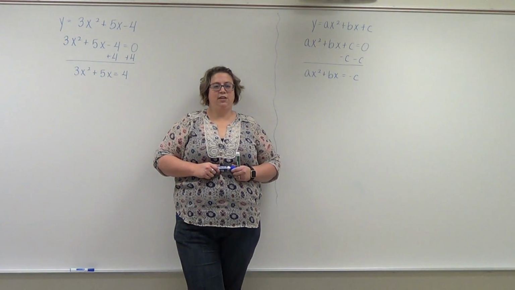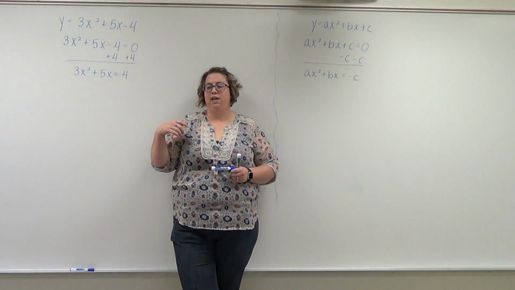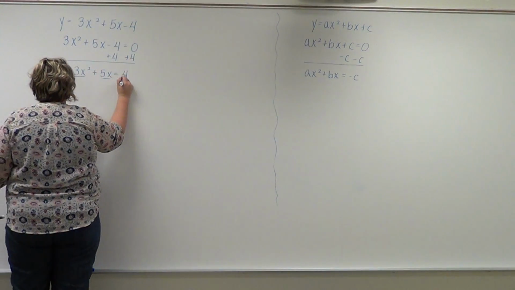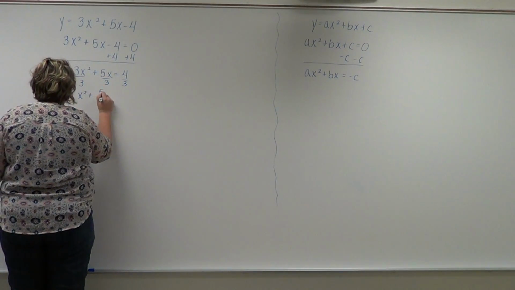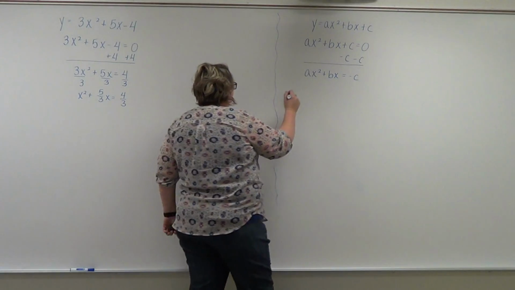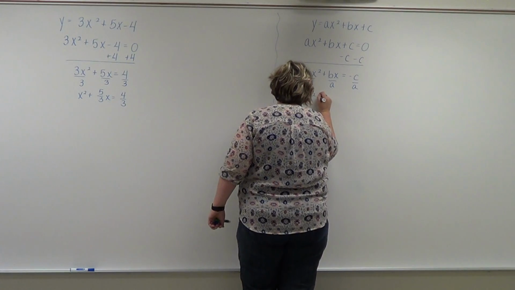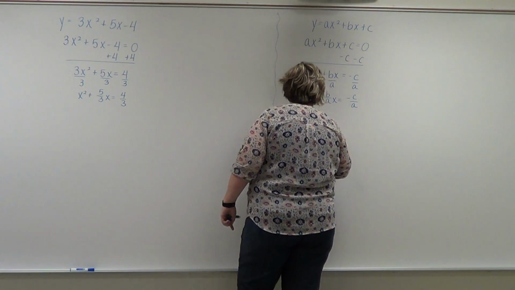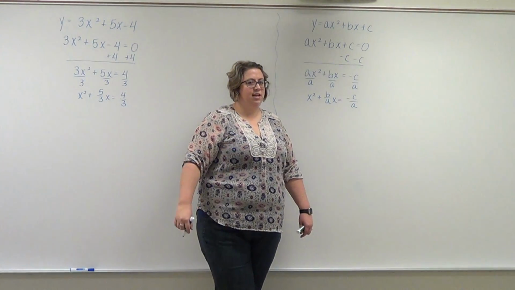Anybody want to volunteer what we do next? Divide by 3. So what's that 3? What letter is that? A. So we divide by A. So I'm going to divide everything by this one, leave everything by 3. So I have x squared plus 5 over 3x plus 4 over 3. And so now I would divide by A. I have x squared plus b over a x equals negative c over a. Okay, what's our next step?